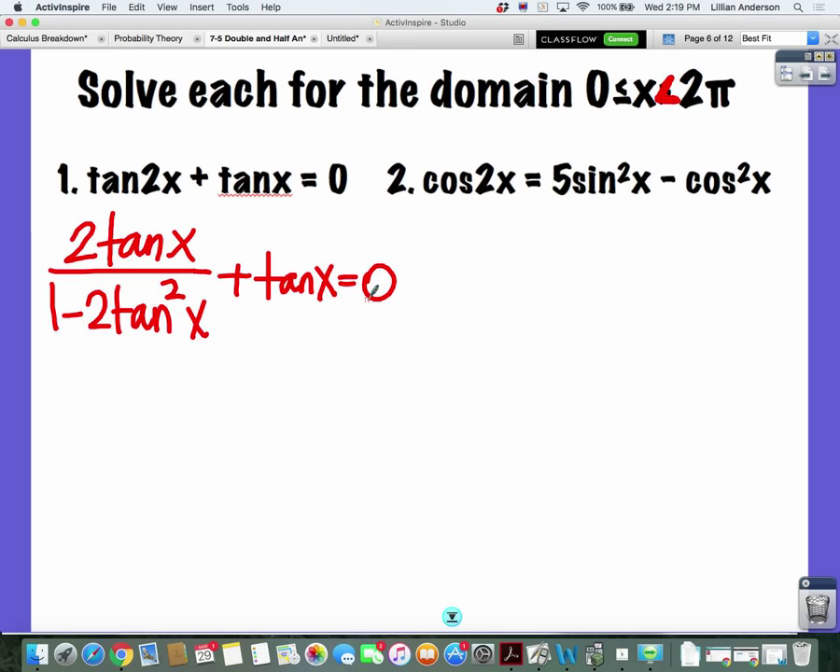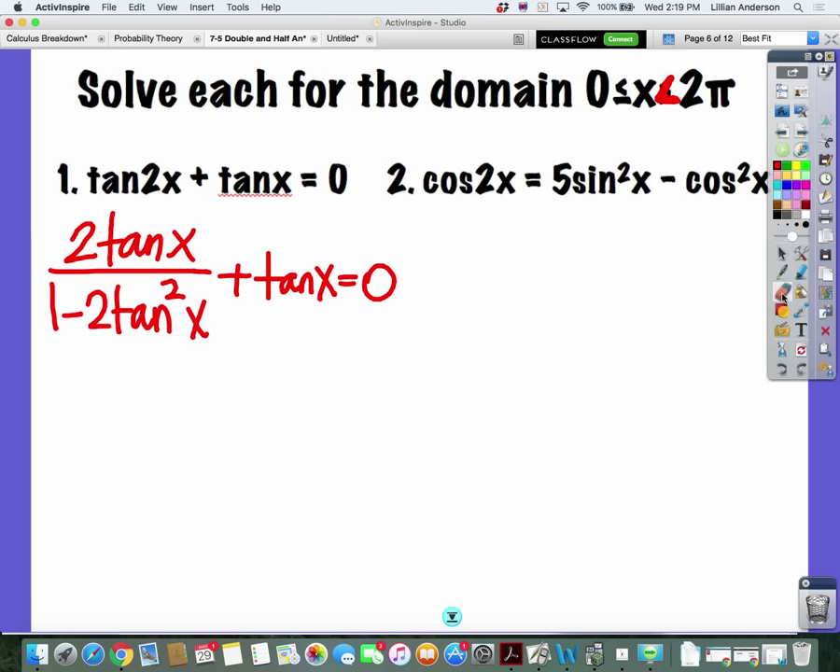Oh, sorry, that shouldn't have the 2 in the denominator. I don't know why I put the 2. I apologize. After that, I have all tangents now.